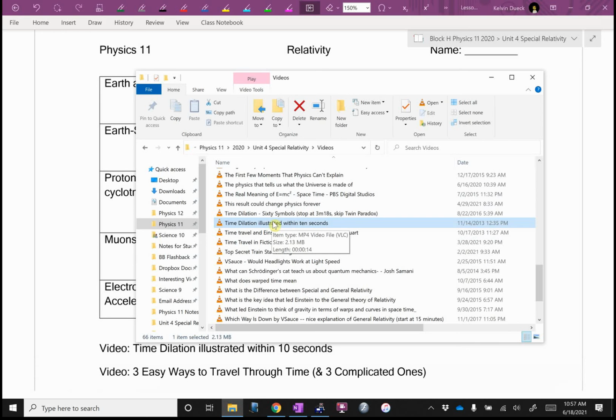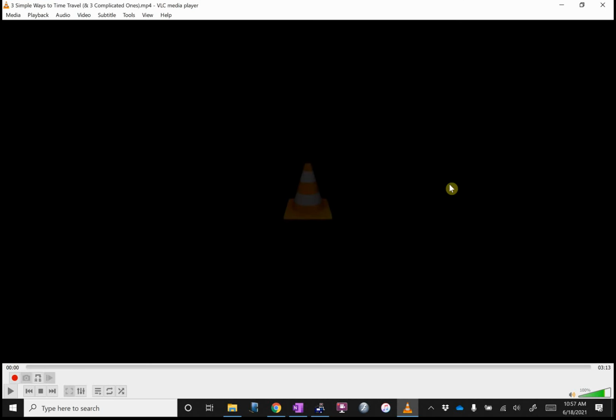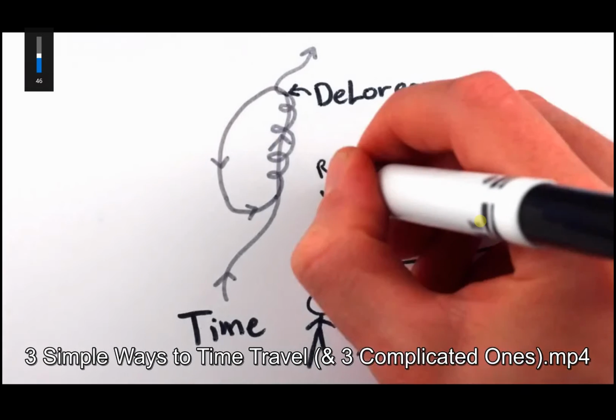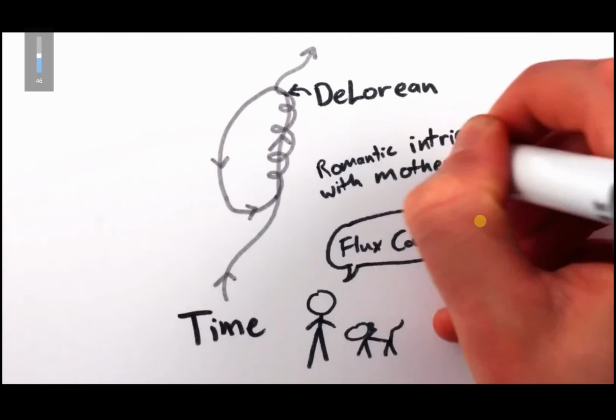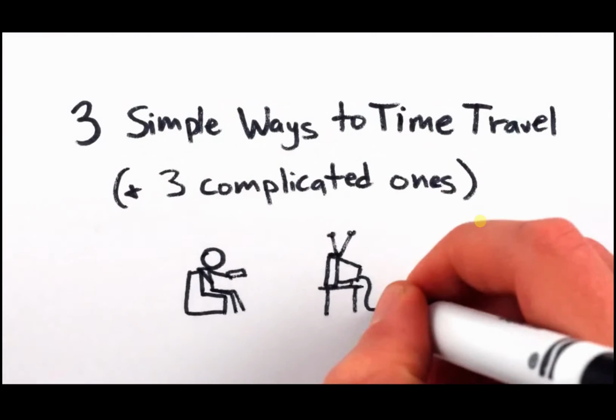Well, I've talked about time travel. I've told you, all of you have traveled through time. So how can you travel through time? Here's 3 easy ways and 3 complicated ways. Time travel can be complicated and complicating, so let's ignore all the paradoxical stuff and talk about a few simple ways that you can time travel without leaving your home.